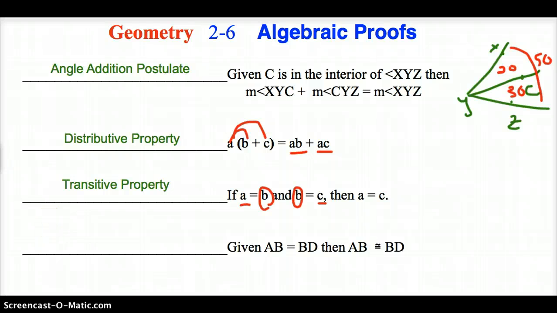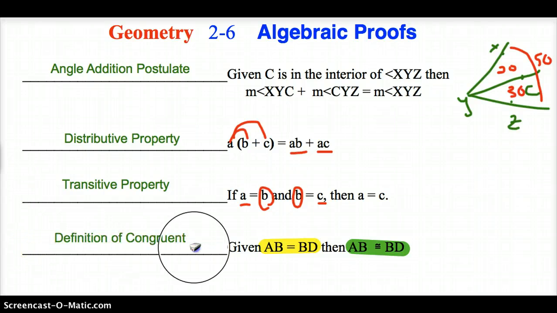In our next example, we have AB equals BD, then AB congruent to BD. So you're looking at what you're given, and you're looking at what the conclusion is, the then. What happens from the given to the then? You see how the equal sign is changing to a congruent symbol? That's the definition of congruent. Remember, congruent means equals.